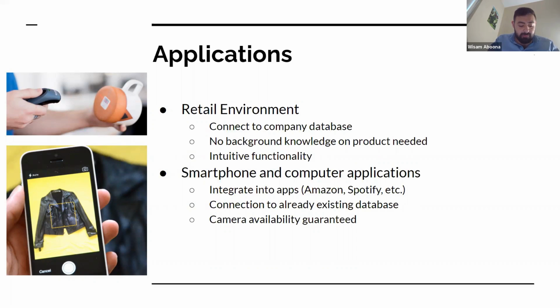ways. This would be most useful with apps that have an existing database. It could be used as a way to find products online or in real life, because most smartphones, if not all of them, have cameras, so that makes finding a product easier for the consumer without needing a barcode, for example. Next slide.